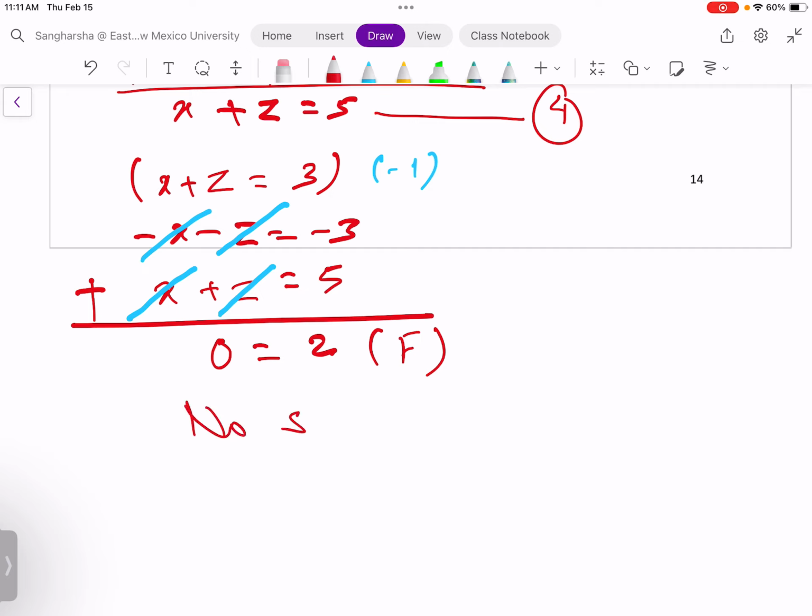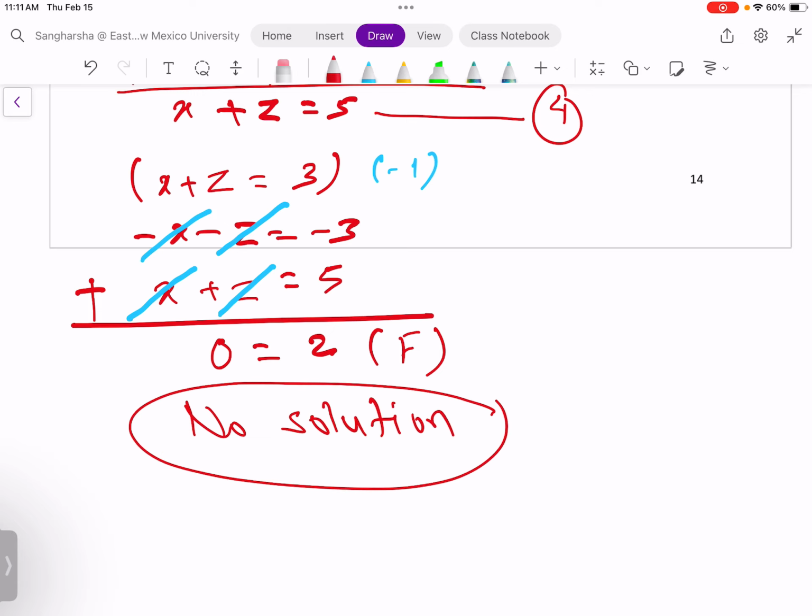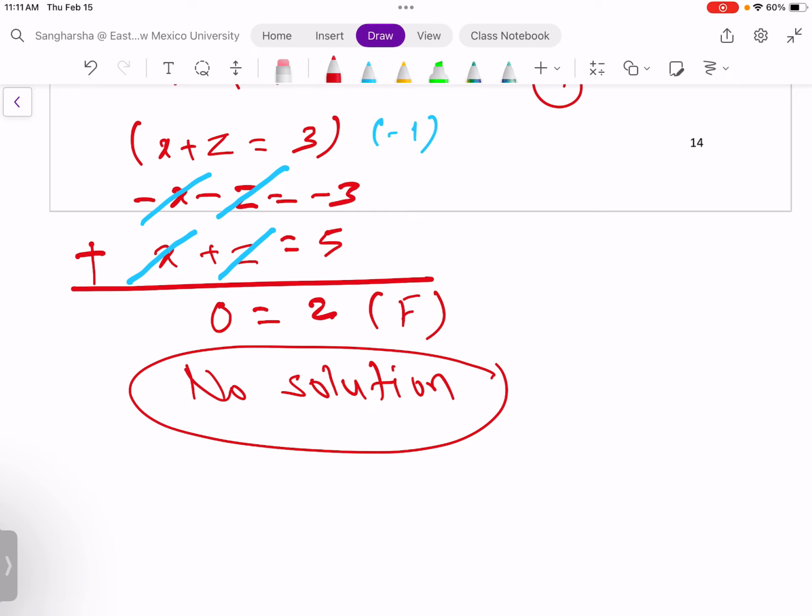No solution. So when you are solving the linear equation, if you get no solution, it's normal, okay? Do not get confused, do not get stressed. So sometimes you may get no solution. Sometimes we might get infinitely many solutions.